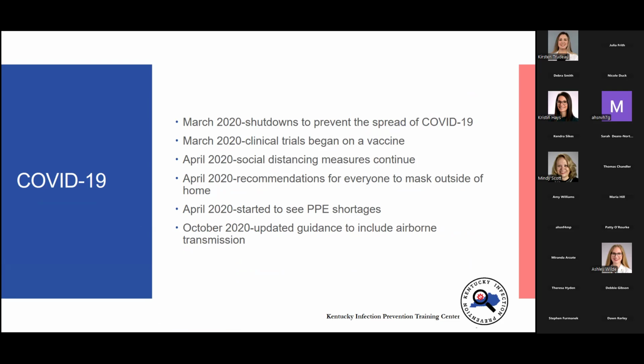I won't go too deep into this as we all lived through it. But you know that in March of 2020, there were shutdowns to prevent the spread of COVID-19. In March of 2020, we also had clinical trials that began on a vaccine. In April of 2020, social distancing measures still continued. There were recommendations for everyone to wear a mask outside of the home. We also started to see some PPE shortages at this time. And then by October of 2020, they updated that guidance to include airborne transmission.